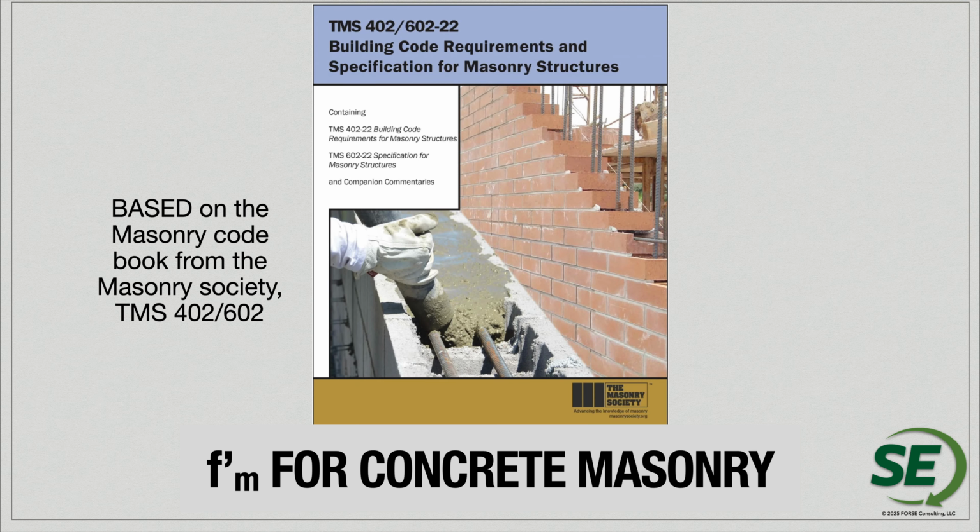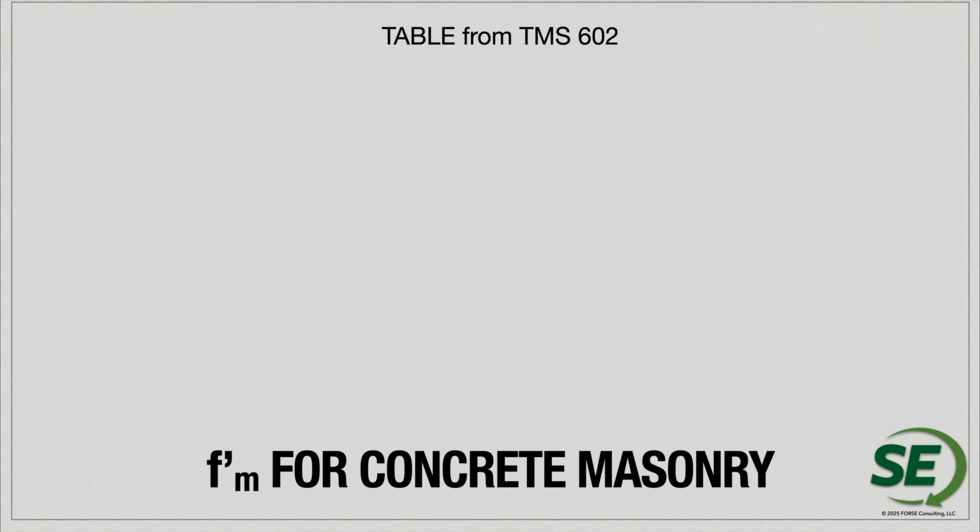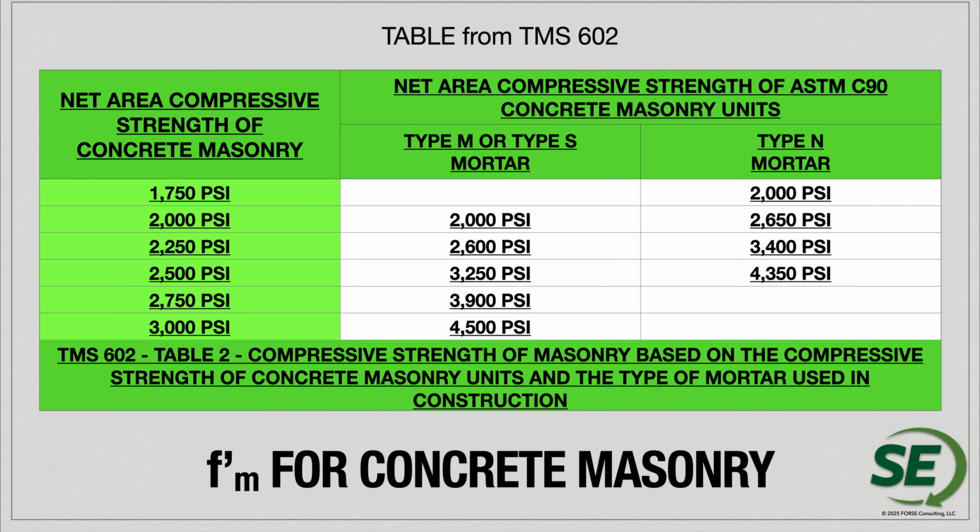So again, the F'm for concrete masonry is going to be based on tables within the TMS code book. It's actually going to be within the specification section, the TMS 602. Within the TMS 602, there's a table that defines the overall assembly strengths. This table is going to define, first in the left column, your F'm. It's going to be the actual strength of assembly. And so really this table is built for contractors that are going to be going out and finding the materials that they would need for determining this overall F'm.